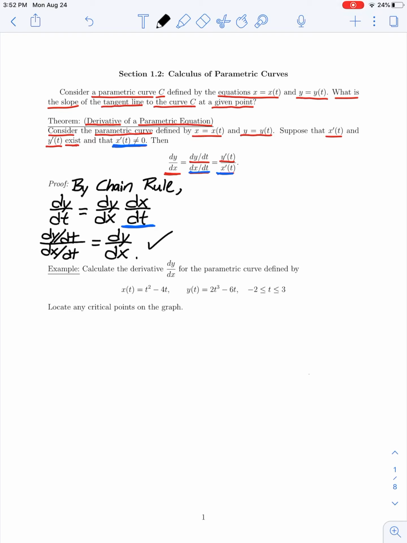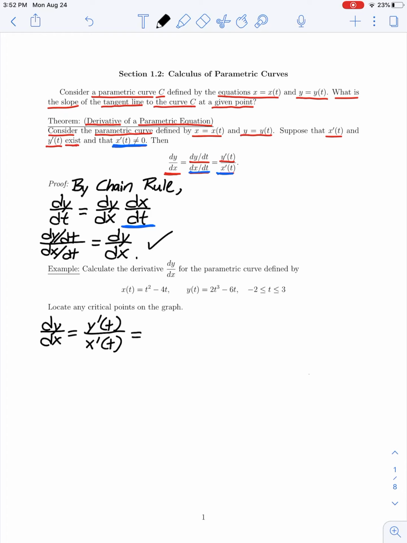In our first example, we're asked to calculate the derivative dy dx for the parametric curve defined by the equations x of t and y of t, where t is within the interval from -2 to 3, and we're asked to locate any critical points on the graph. So let's start by finding our derivative. That's the first part of this problem. Find the derivative dy dx, which using our new theorem is found by taking the ratio y prime of t over x prime of t.